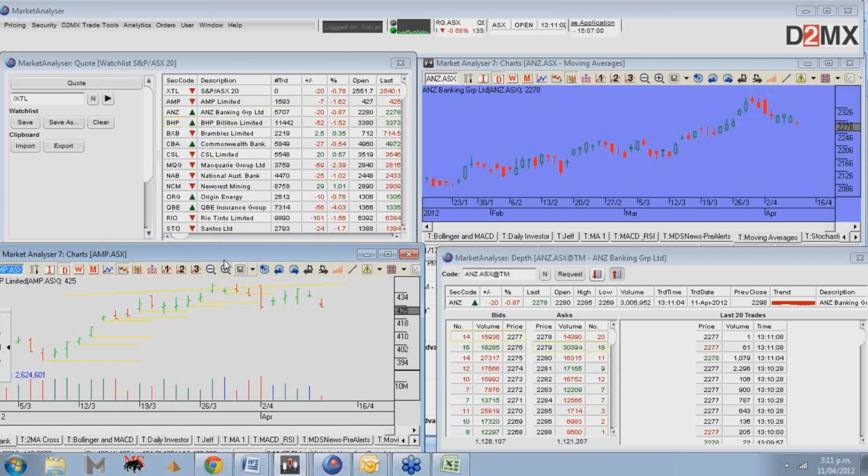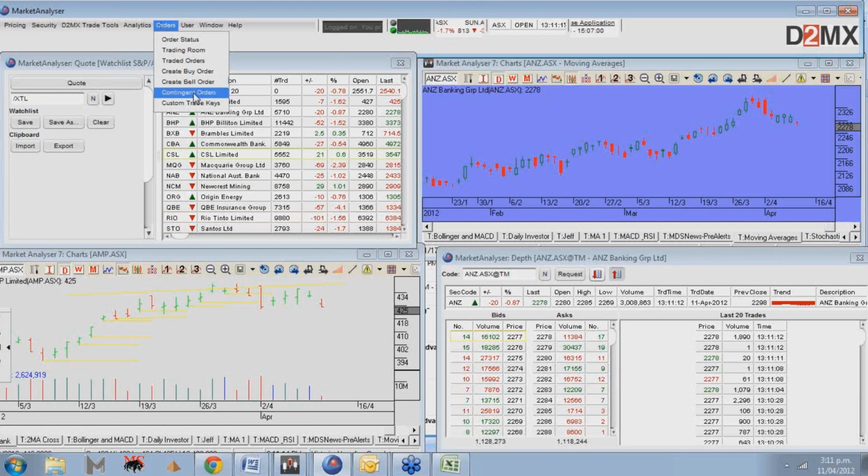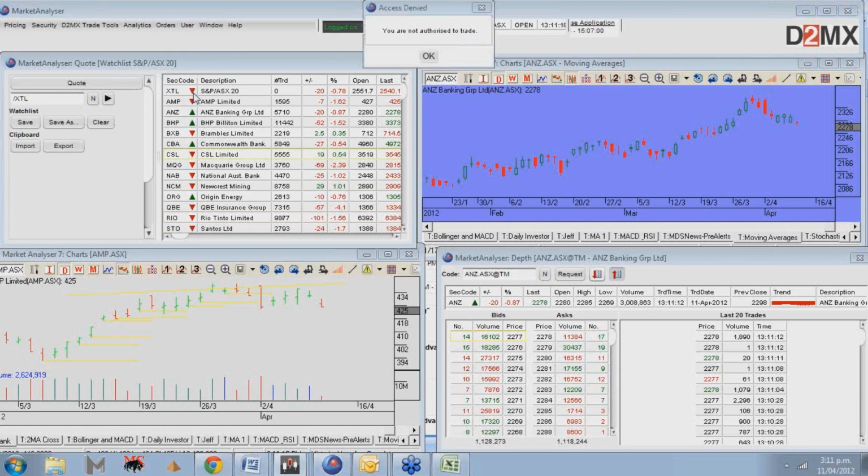Suzanne, setting contingent orders for stops. The orders up here, you can set up your contingent orders in here, which are stop loss orders. Now, this account's not linked to live trade. They won't let me trade off it, being a demo account. So I can't show you specifically how to enter that.